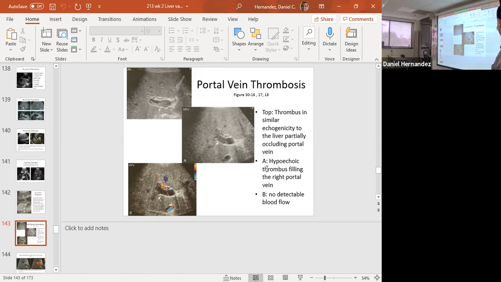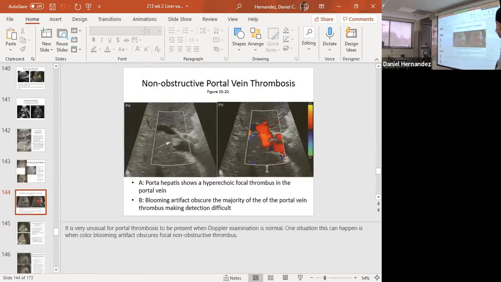Thrombus with similar echogenicity to the liver, which is including the portal vein. So when you put your color flow on, again, no detectable flow. You can see in this picture, it's branching out into your right and left portal veins. And this is now pictures for some non-obstructive portal vein thrombosis.